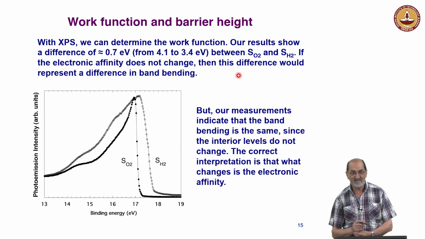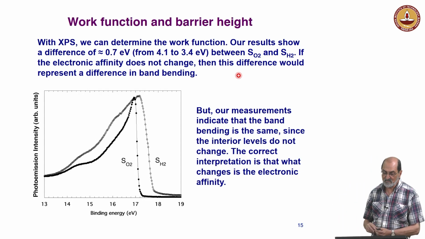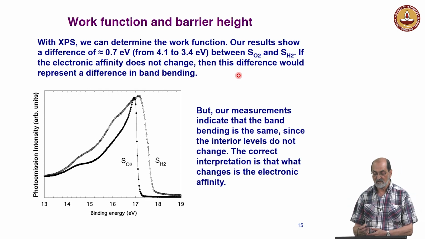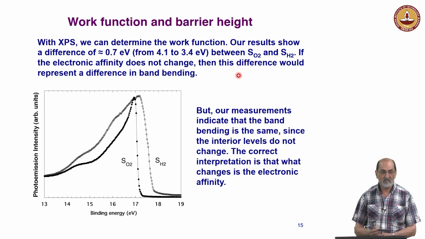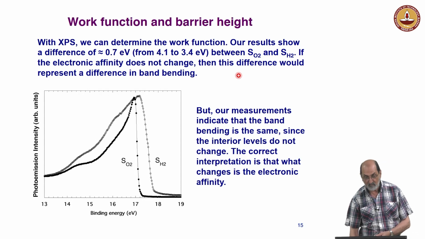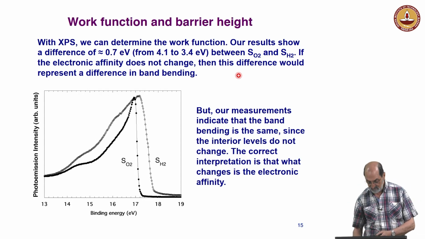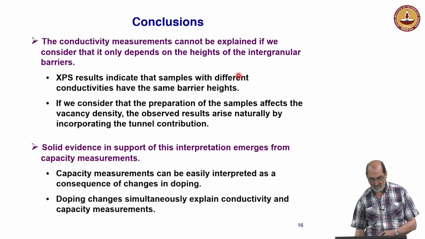I'm telling you this because people have published many papers saying that measuring the change in work function is a clear proof that the band bending is changing. But the band bending has been checked by looking at the core levels, and the core levels don't change position. So what changes very differently in these two samples is the electron affinity. Okay, I'm going into many details and very subtle things. I want you to understand the general ideas of what I'm saying.